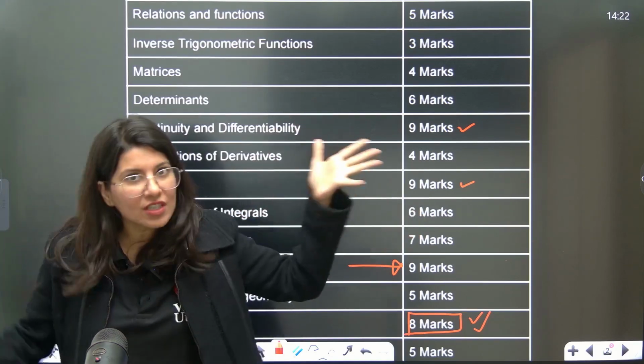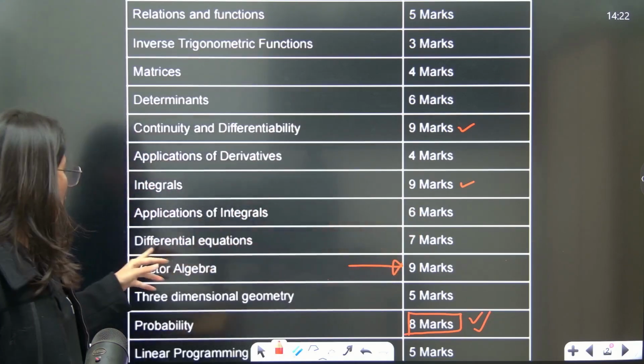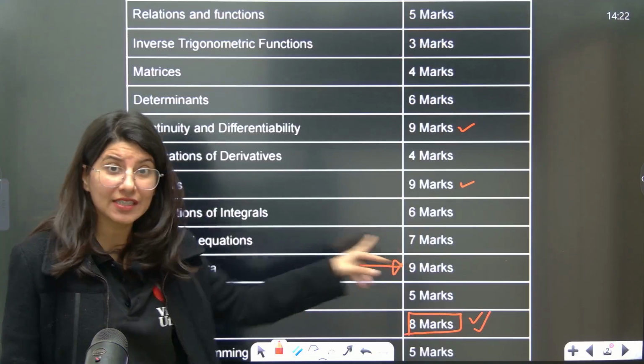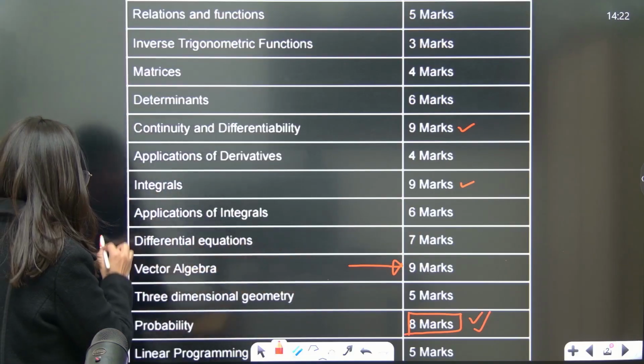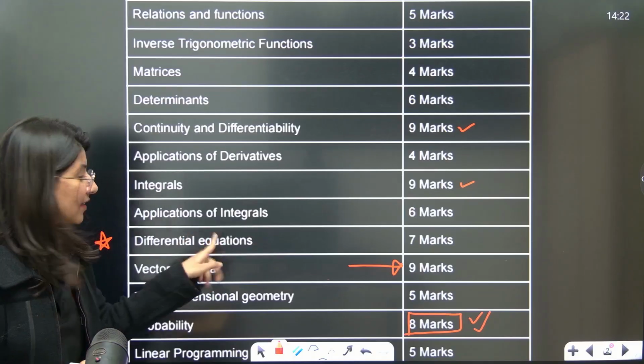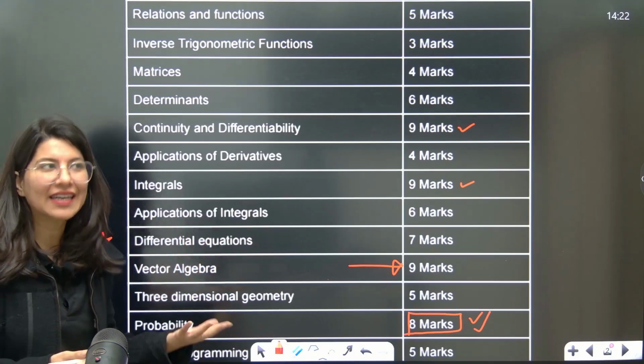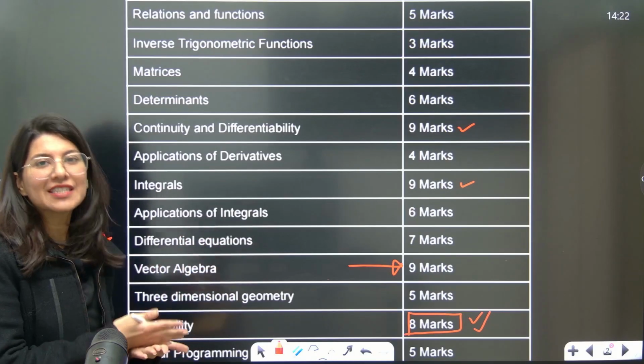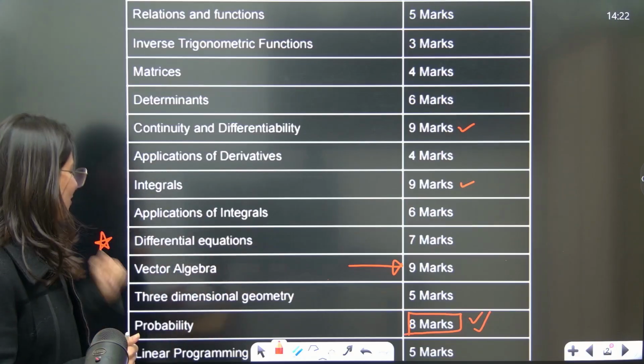So integration and differentiation, very big chapter. Okay, differential equation 7 marks. Now this is the actual high weighted chapter you should focus on. In calculus, if you want to focus on any chapter, that has to be differential equation. But again, for differential equation, your differentiation and integration should be sorted. So that is one thing.